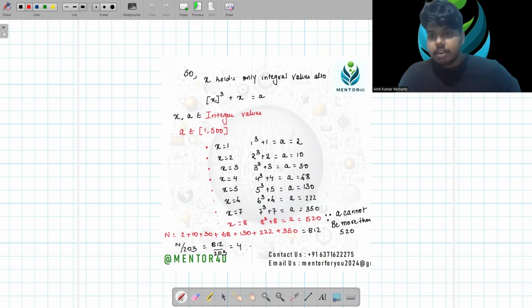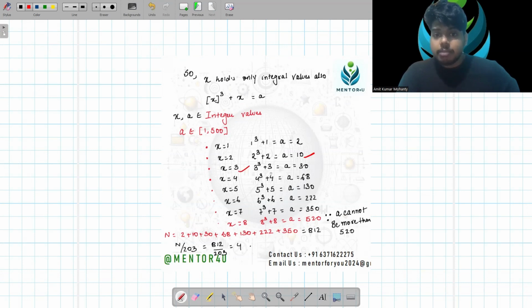Now, let's put in different values of x and try to find out what possible values of a I am getting. So, let's put x equals 1. For x equals 1, what is the value? It is 1 cube plus 1, correct? And then why x equals 2, not 1.5? Because x can only have integer values, not fractional numbers. Then putting x equals 2, I'm getting 2 cube plus 2 equals 10. So for x equals 1, I'm getting a as 2. For x equals 2, I'm getting a as 10.